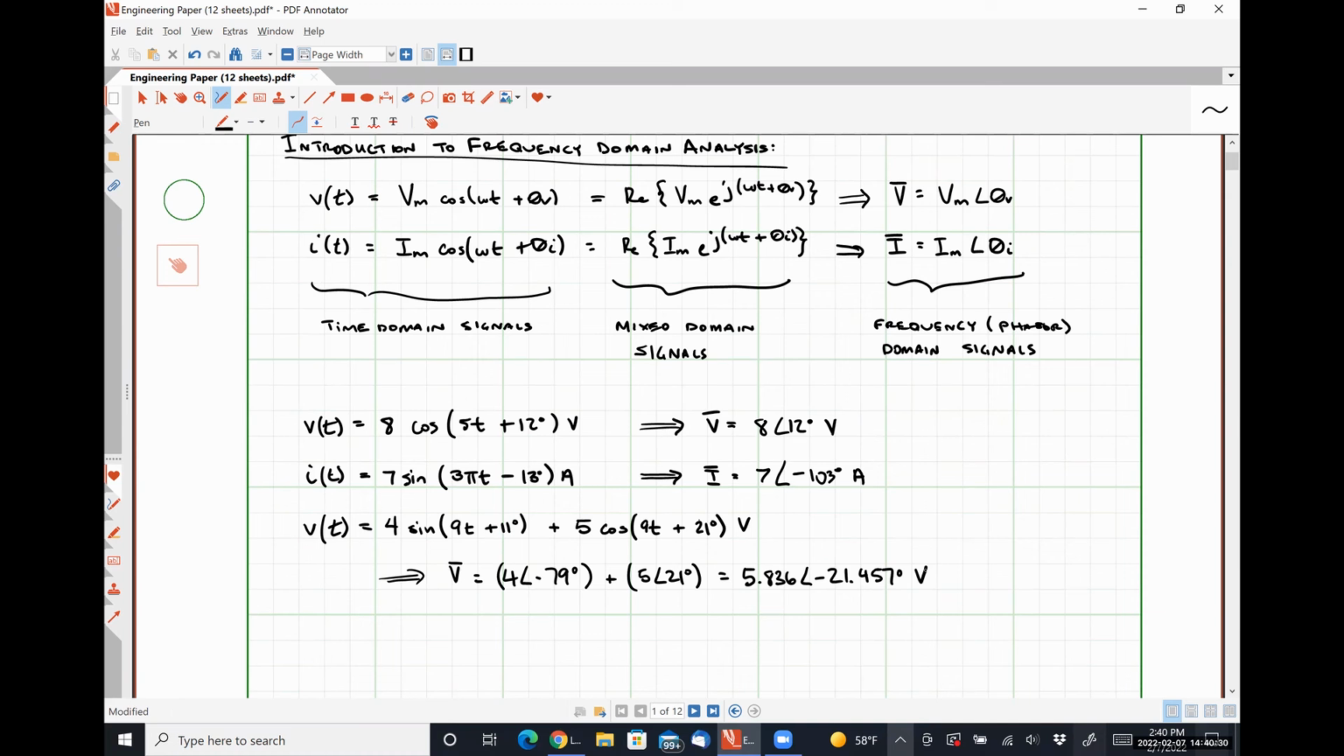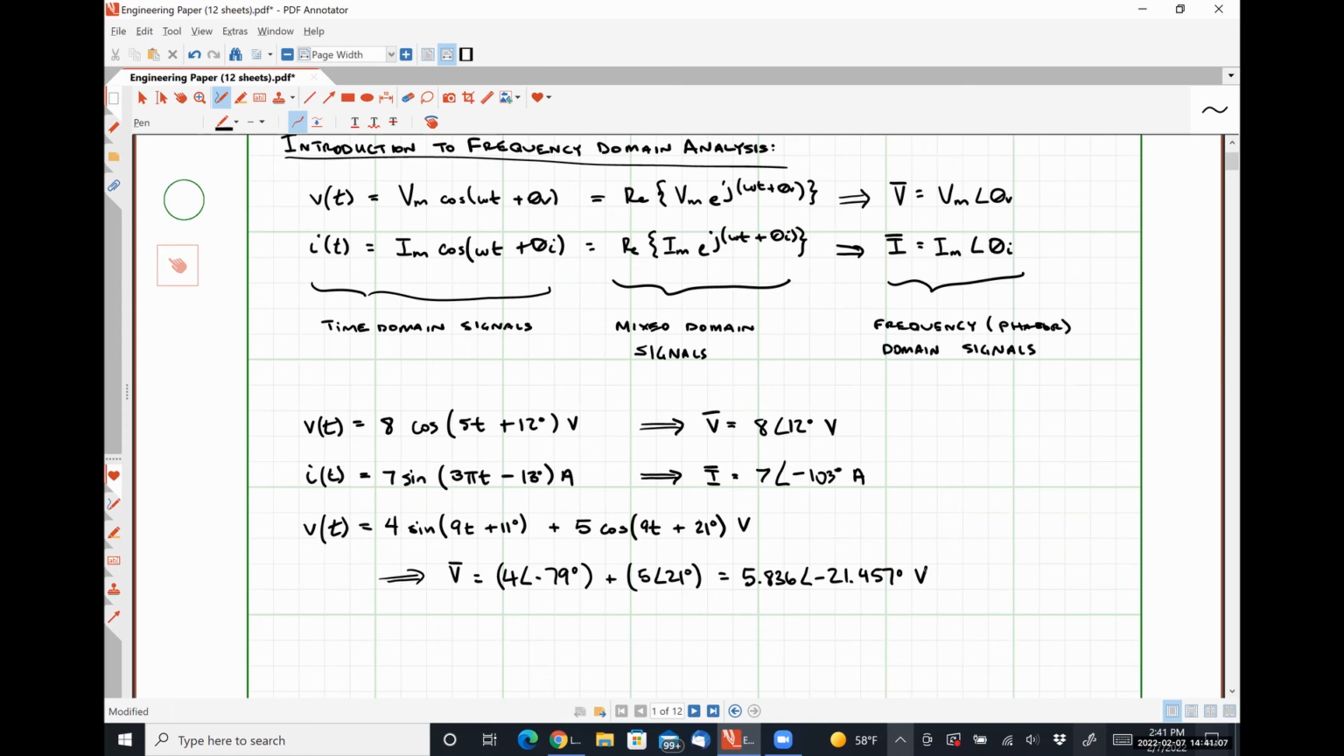Much easier to do that math in the frequency domain or using complex numbers than it was in the time domain. So are we all comfortable converting from the time domain to the frequency domain? Just get it in terms of cosines and then only keep the magnitudes and the phase angles, okay? So if, as part of our analysis, I ask for your result in the time domain, how do we convert back?